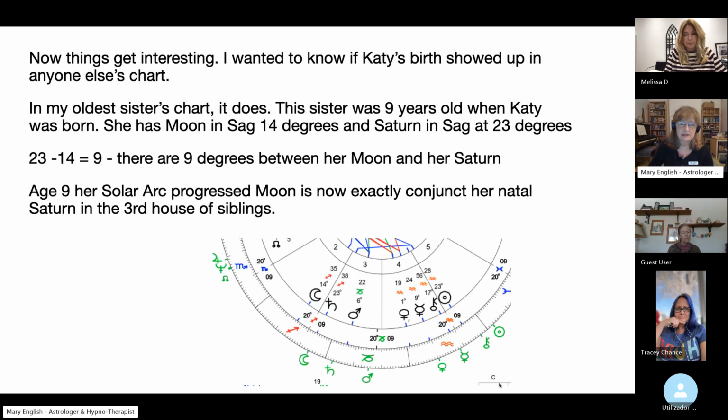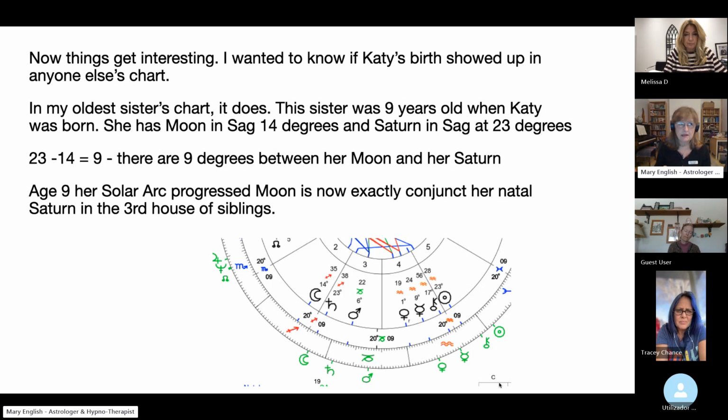So now things get interesting. I wanted to know if Katie's birth showed up in anyone else's chart. It does show up in mine: my progressed ascendant conjuncts my natal Pluto. I'm not using that as an example because my birth time isn't totally accurate. I do know what time I was born because my auntie wrote it in her ephemeris, and she wrote the time that she was told, but I don't think this is the exact time I was born.